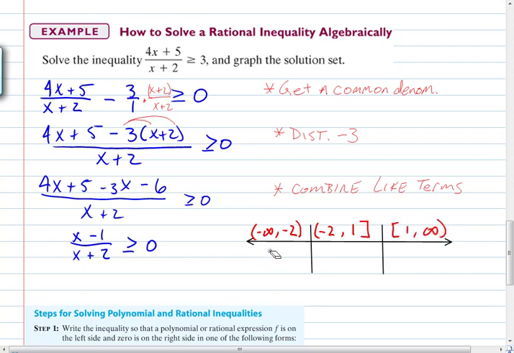Tell me, what are we going to test right here in this first interval? -3 minus 1 is negative over a negative. The whole thing is positive. Next we can test 0. That's going to give us a negative. And then we can test, I don't know, 5. This whole thing's going to be positive. What's our answer going to be? Positive, so we want everything that goes from negative infinity to negative 2, union 1 to infinity.